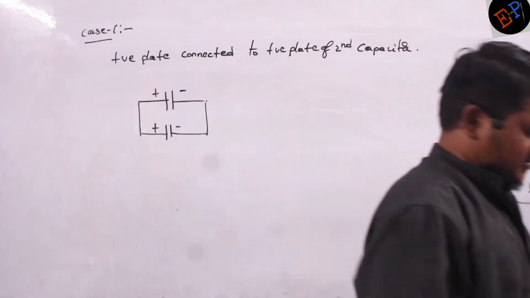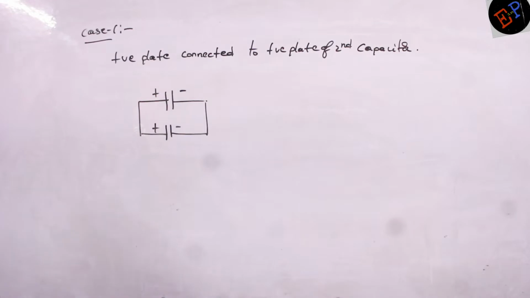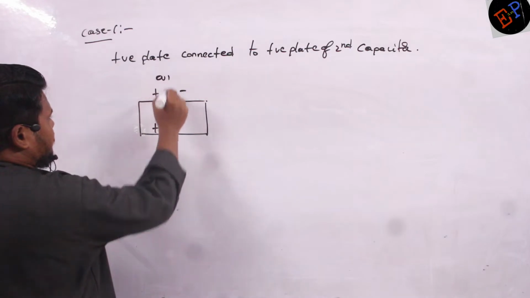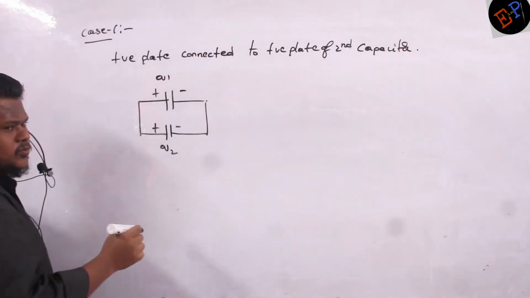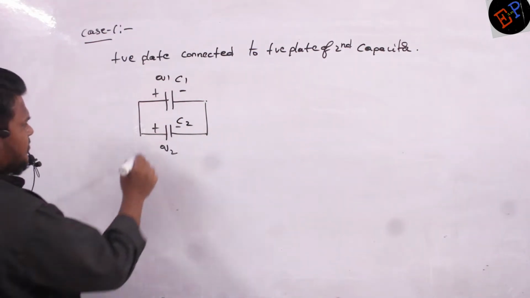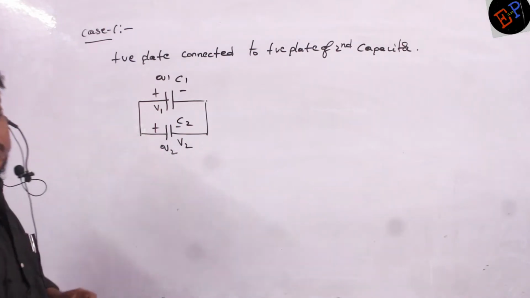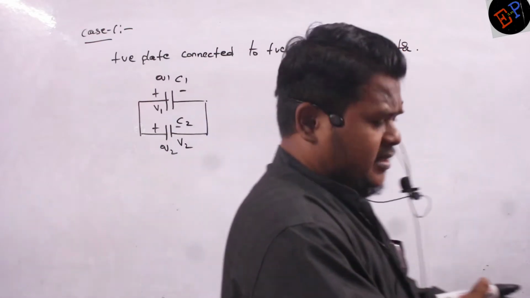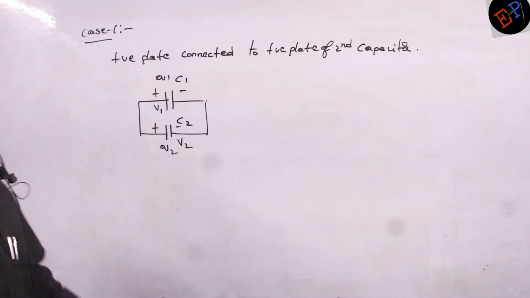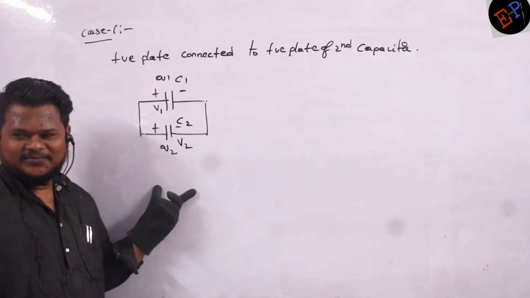Now can you say what happens? Both are charged capacitors only. Previously this one had a charge of Q1, this one had a charge of Q2. Capacitance of this one is C1, capacitance of this one is C2, and the potential of the first capacitor was V1, of the second capacitor V2. If I connect like this, what happens? This is a parallel type of connection.